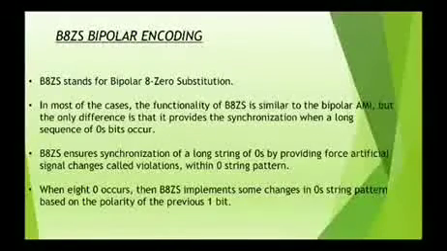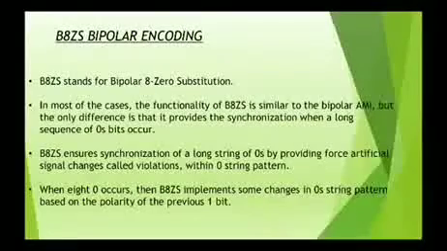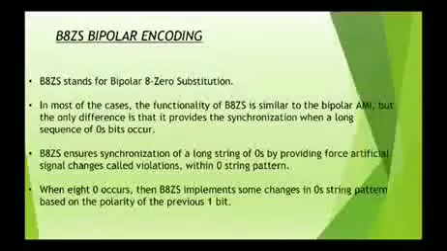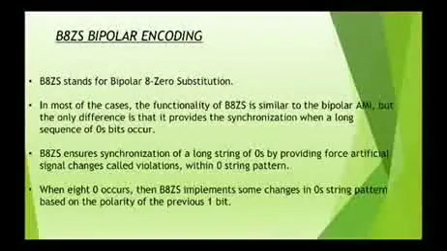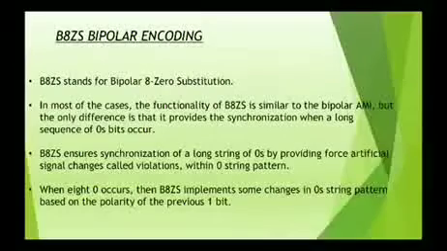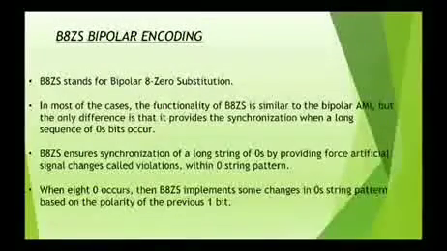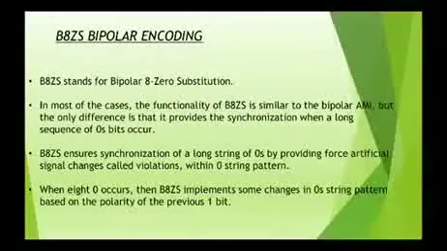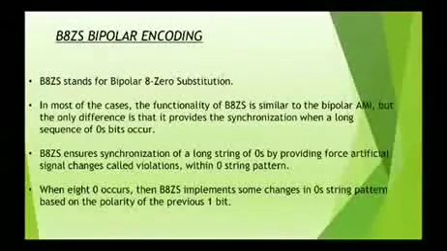The scheme is applied only when there is a long sequence of 8 bits, that is 8 zeros consecutively. Only then is the scheme applied, or else it will be the same as the AMI bipolar encoding. B8ZS ensures synchronization of long strings of zeros by providing forced artificial signal changes called violations. It adds violations when there are 8 consecutive zeros within the zero string pattern.